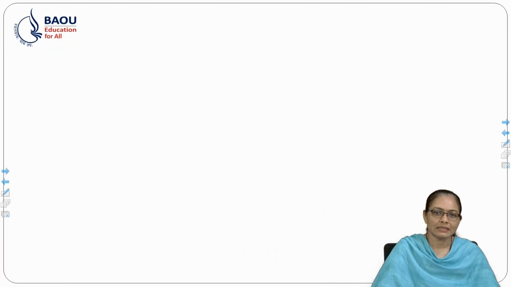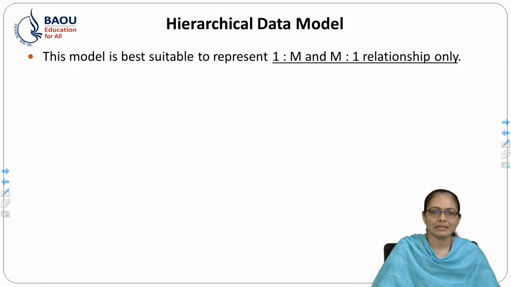So here we see this model is best suited to represent one to many and many to one relationships only. Only these two, one to many and many to one, and it does not support many to many.